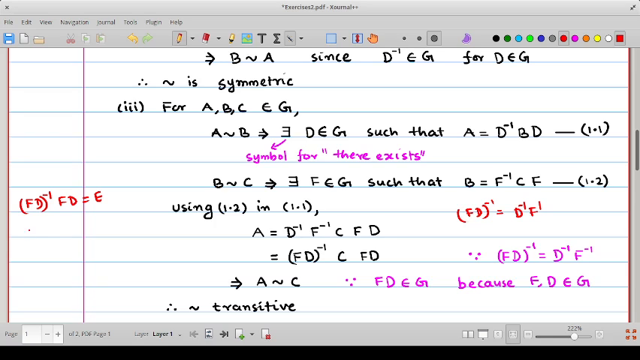Now we see that if I replace this FD inverse by this formula, I have D inverse F inverse FD, but this is identity and E times D is D. Now D inverse times D is equal to E. So D inverse F inverse times FD is equal to E. Or in other words, FD inverse is equal to D inverse F inverse. That's what I have written here.